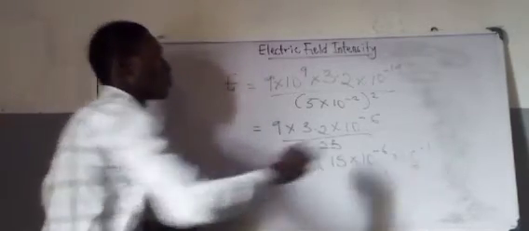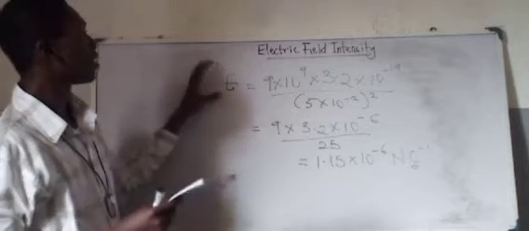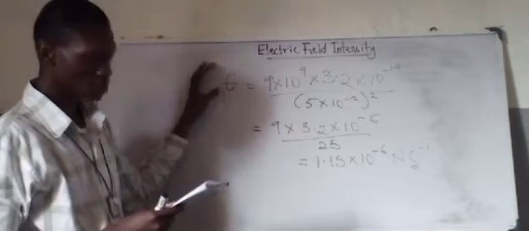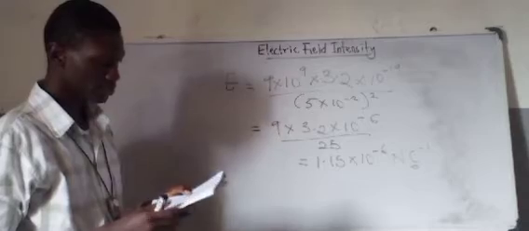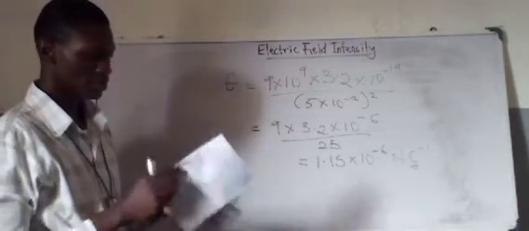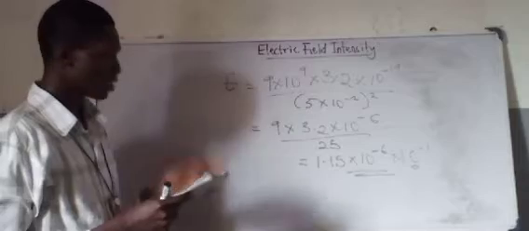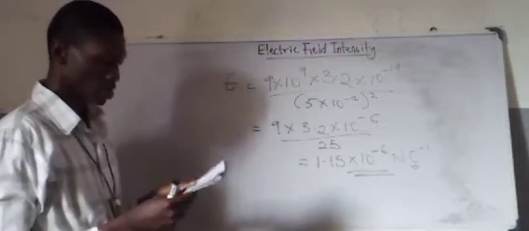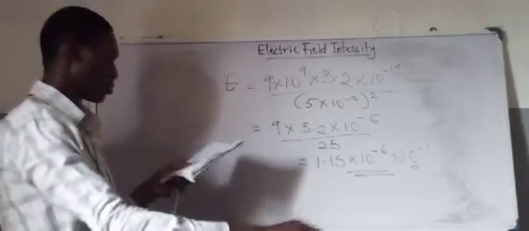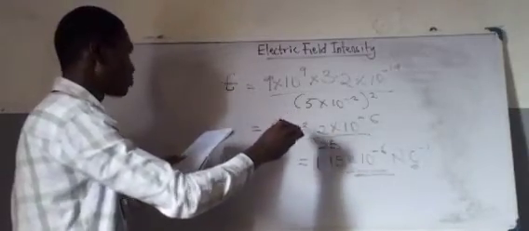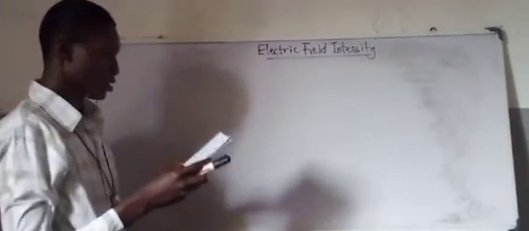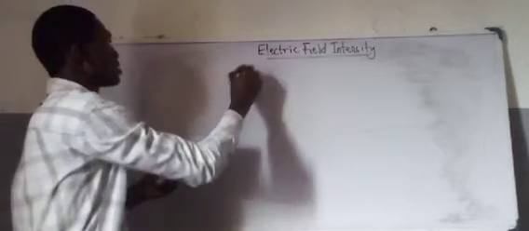per coulomb. Remember that the unit for electric field intensity is Newton per coulomb. So this is the electric field intensity from such a charge. All right, let's see another question, another example. Now, suppose we are given two charges.